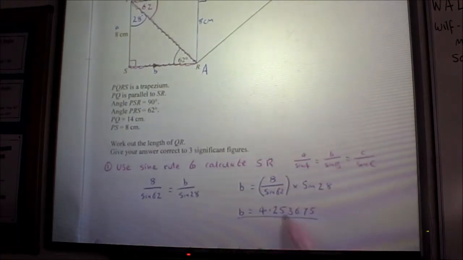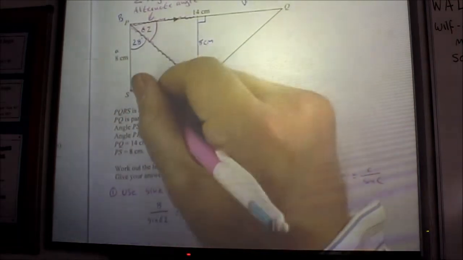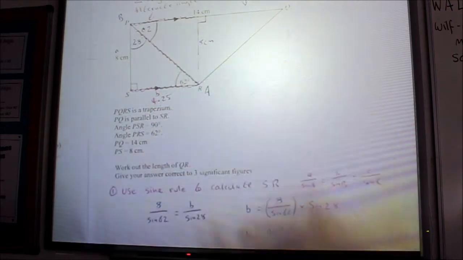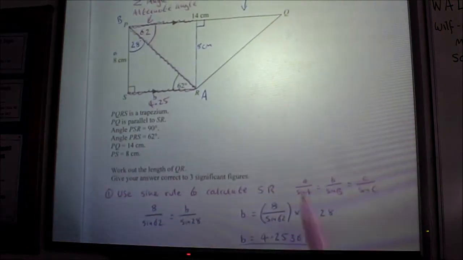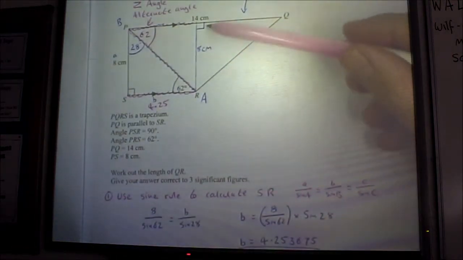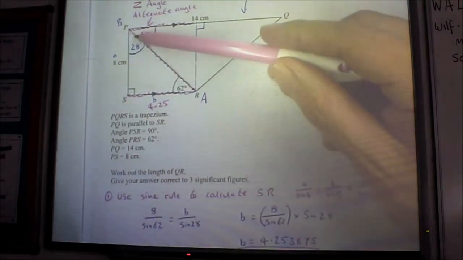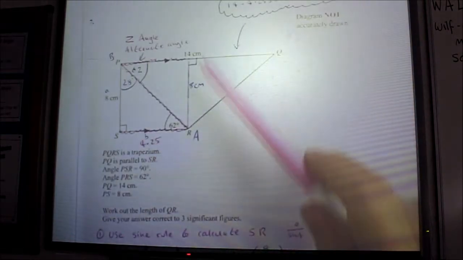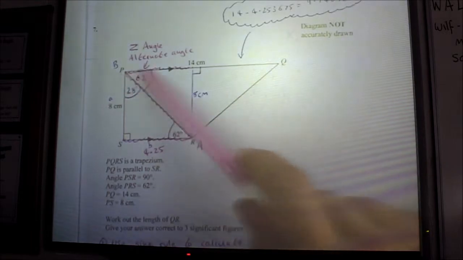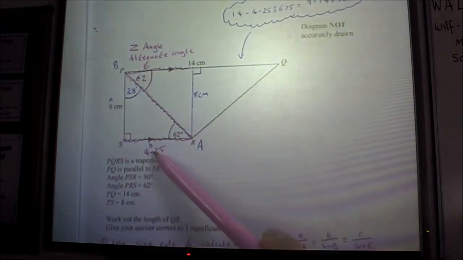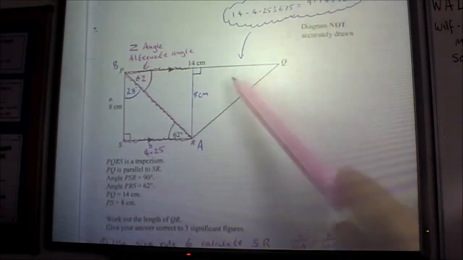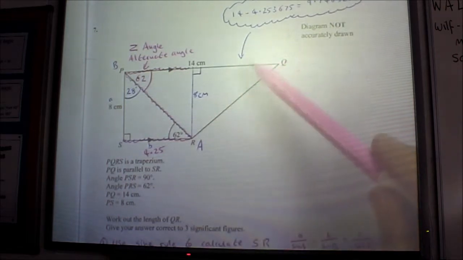So that length B is 4.25. So I'll just label that on there, 4.25. This is 8. We know that because that is 8. So they're the same. We can work out this length here because if the whole lot is 14, we take this away, which I've done the sum here, which gives you 9.746325 and so on.